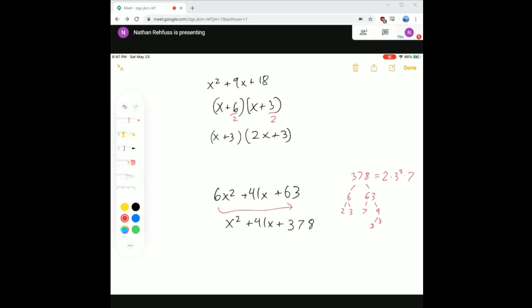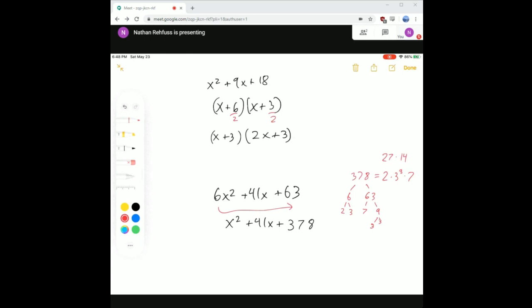Now we can start listing factors. 14 and 9, not big enough. 6 and 63, no, we already did that. That doesn't work. 3 times 7, 21, and then 18. Oh, we're close. Those almost add up to 41. Not quite, but 21 and 18 are close to working. 3 cubed is 27. 2 times 7 is 14. So 27 and 14. Those add up to 41.